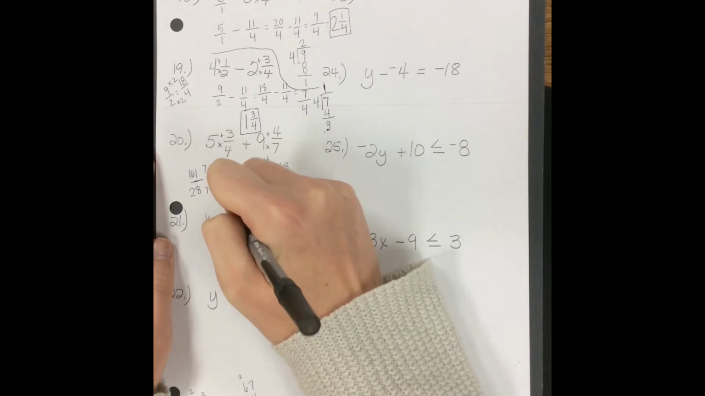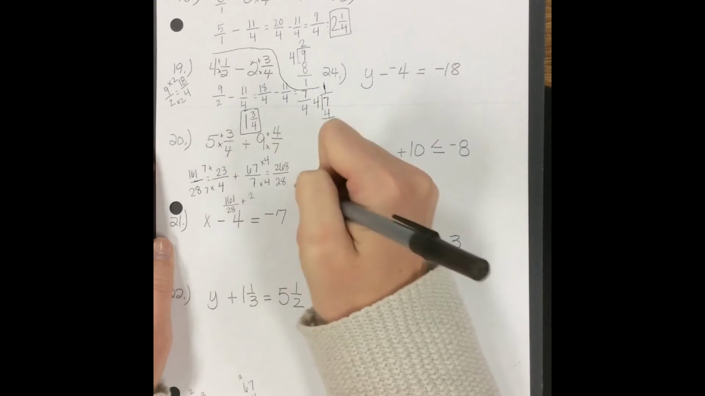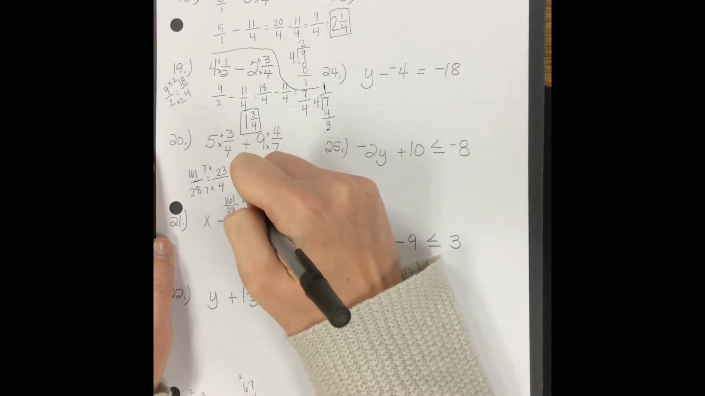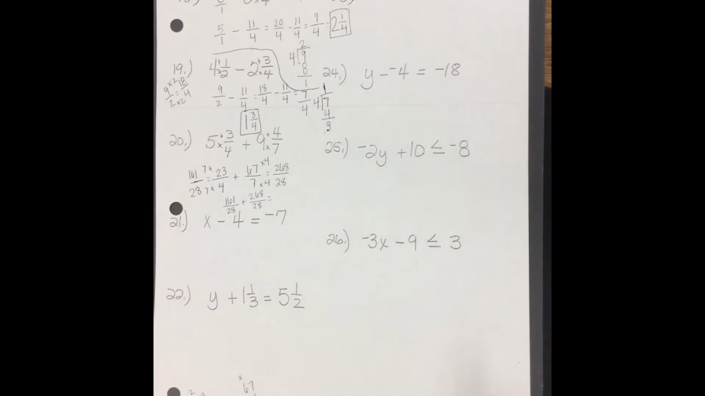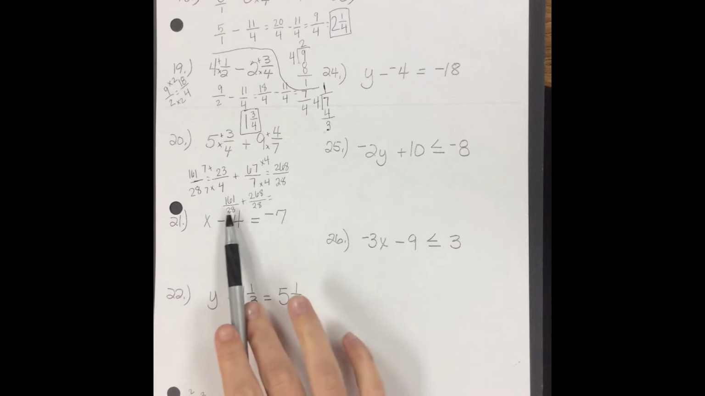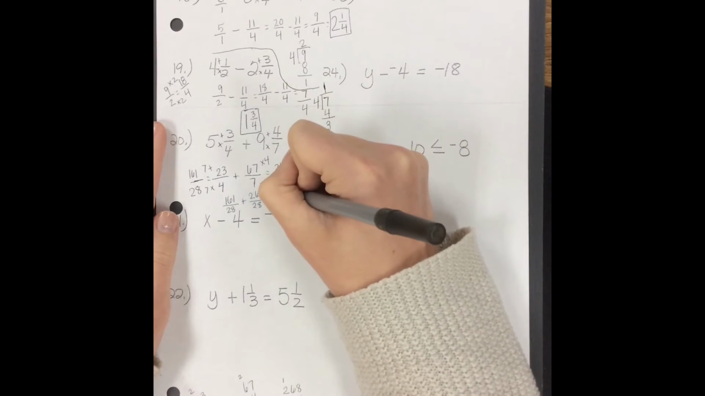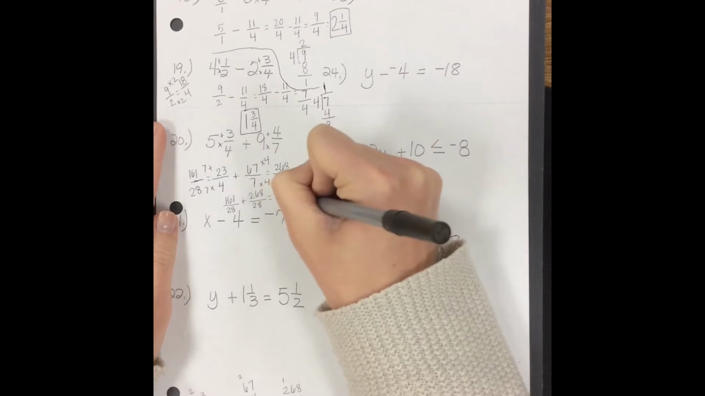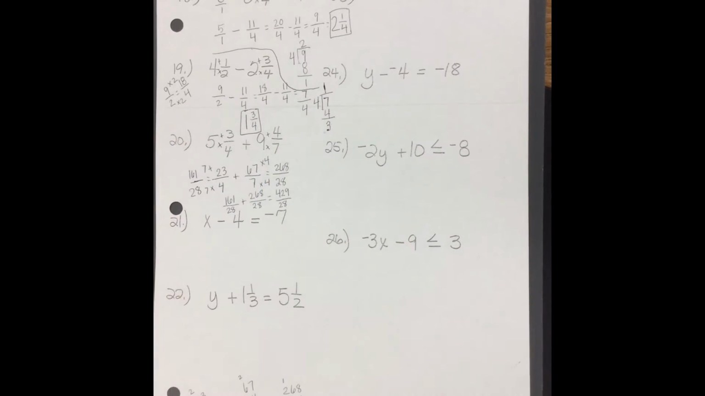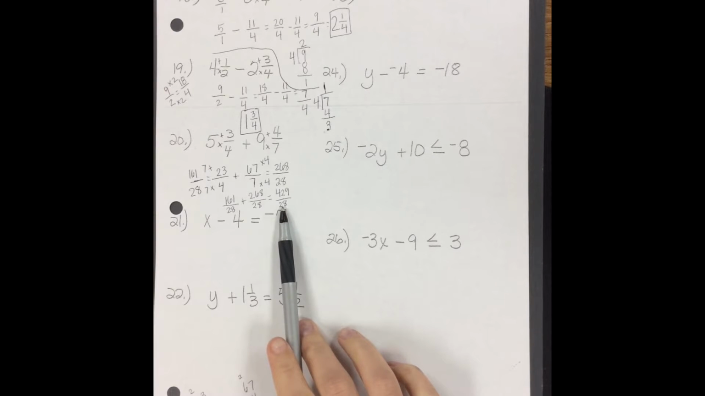161 over 28 plus 268 over 28. All right, now we have common denominators, so now we can add the numerators and keep the denominator. So down here we're going to do 268 plus 161. 8 plus 1 is 9. 6 plus 6 is 12. 2 plus 1 is 3, plus 1 is 4. So 429 over 28. All right, now that's what we get once we've added those two together.